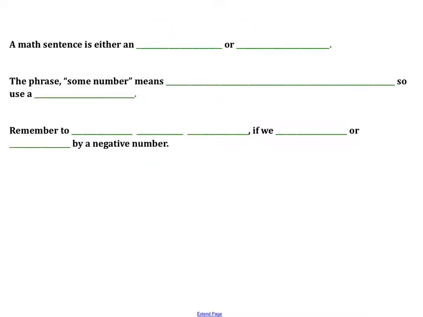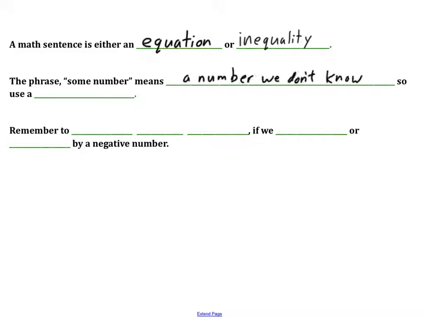A math sentence refers either to an equation or an inequality. So we either have to see an equal sign or a greater than or less than symbol. The phrase some number means a number that we don't know, so to stand for that number, we'll use a variable. And when we're working with inequalities, remember to switch the sign if we multiply or divide by a negative number.